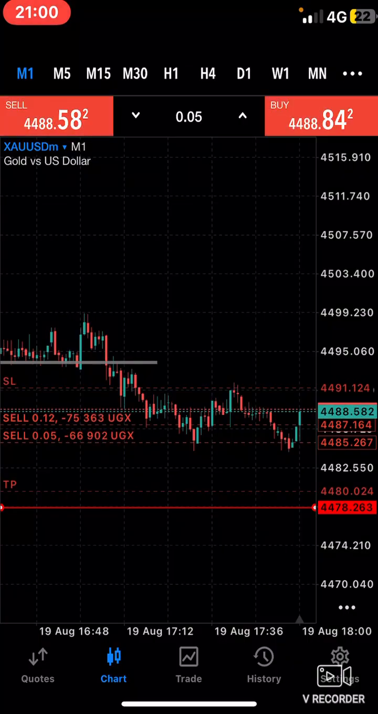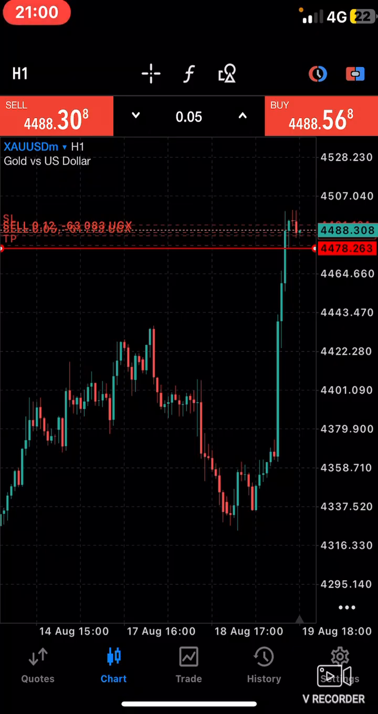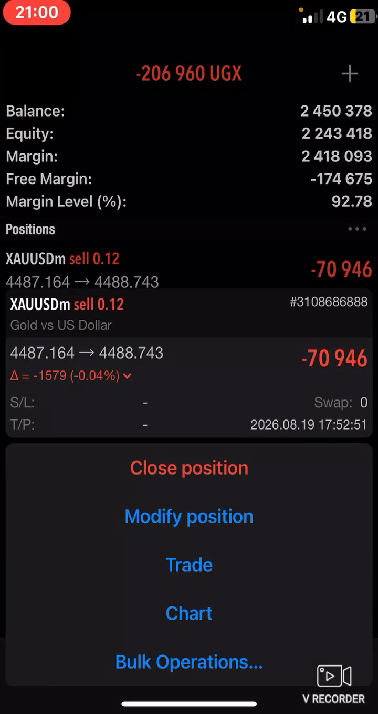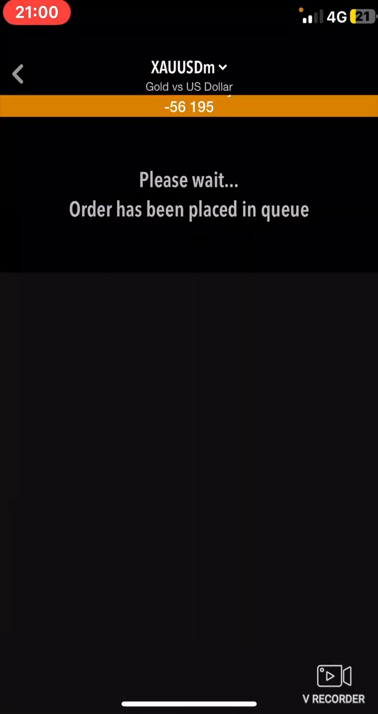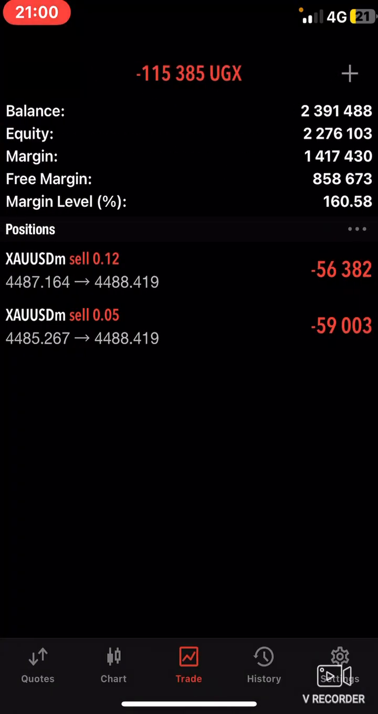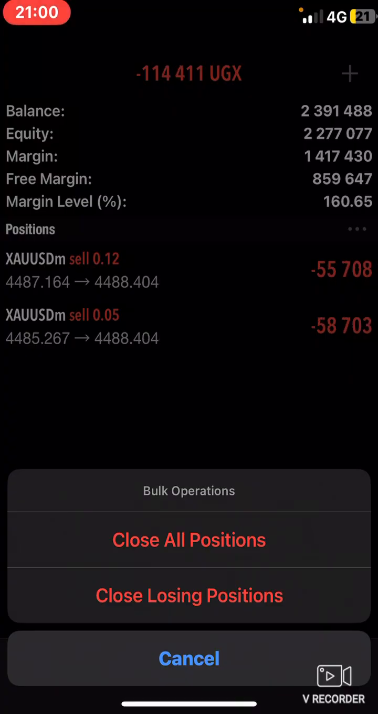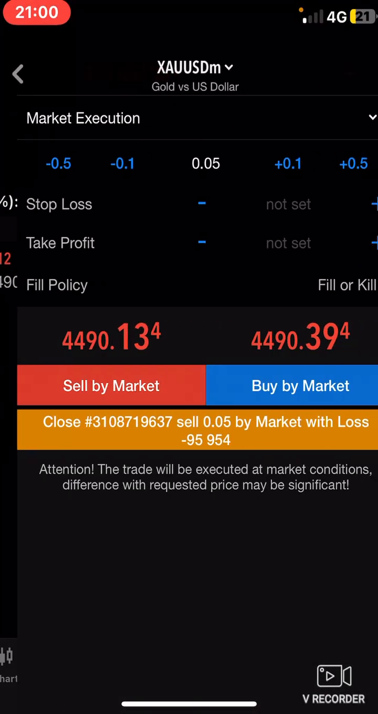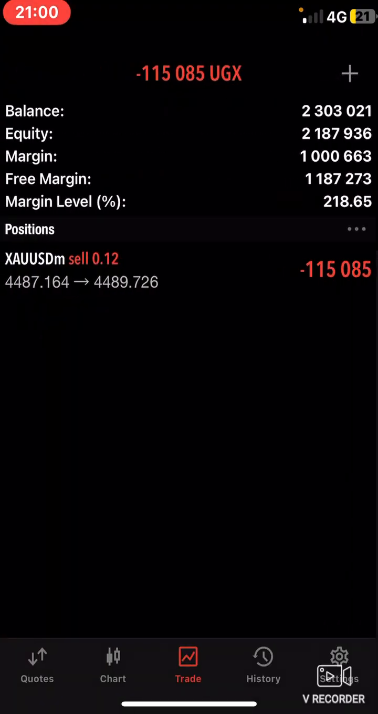But this is the M1, guys. That's the issue that I'm having. The M1 is known for lots of manipulation. But let's wait. I'll give it breathing space.